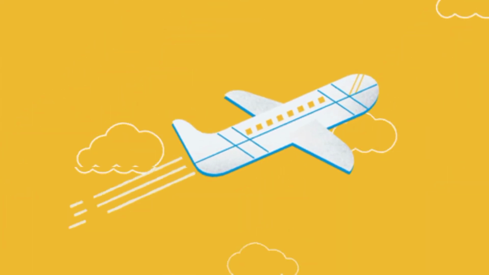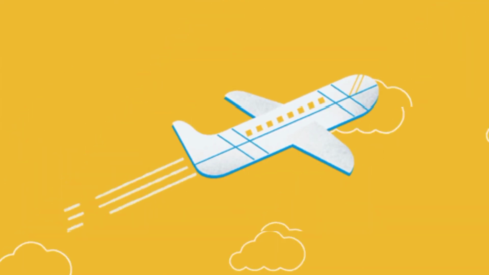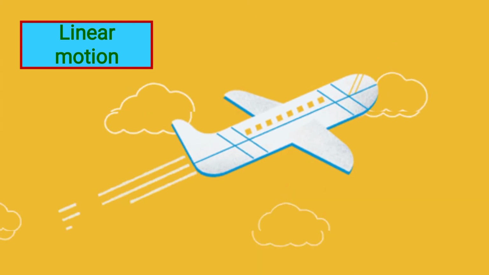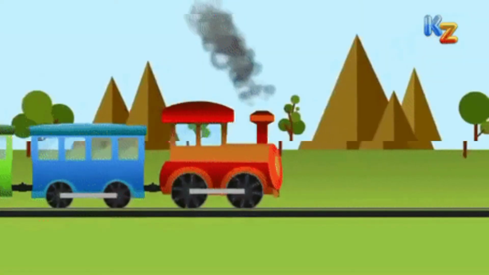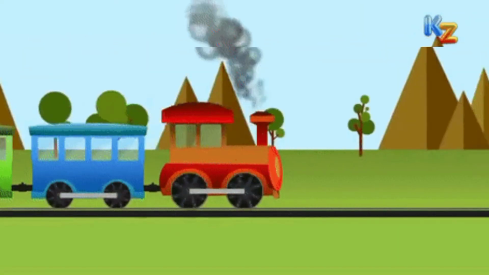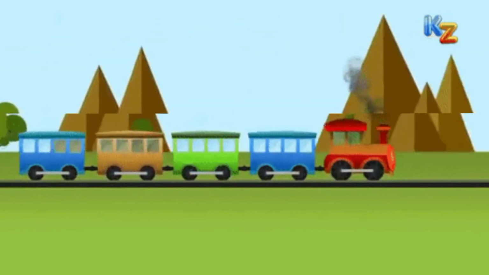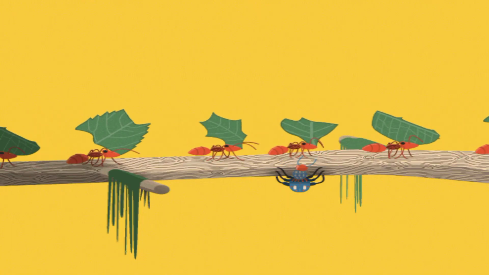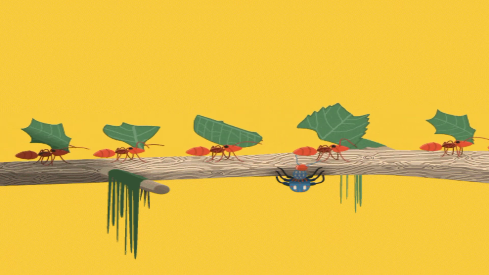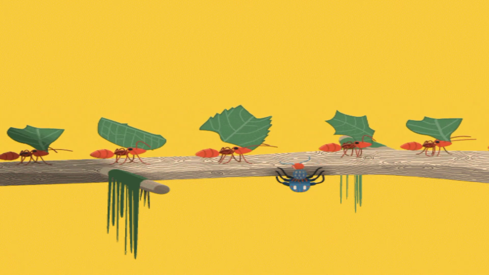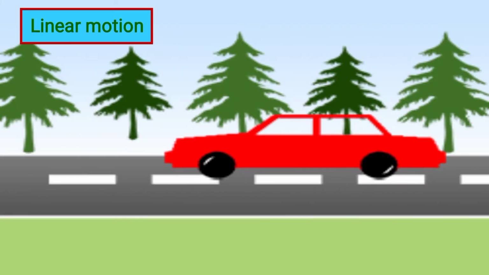Such an object which moves in one direction or in a straight path is called linear motion. We can compare linear motion with a ray also. As everyone knows about the train, a train moves in one direction and is a good example of linear motion. Similarly, we can give the example of this ant. This ant moving in one direction is another example of linear motion. A car moving in one direction is one more good example of linear motion.